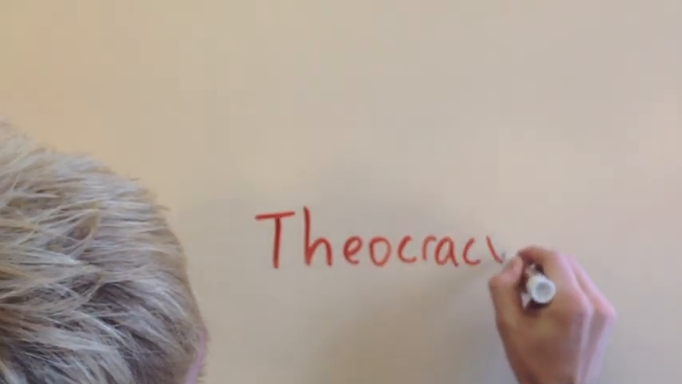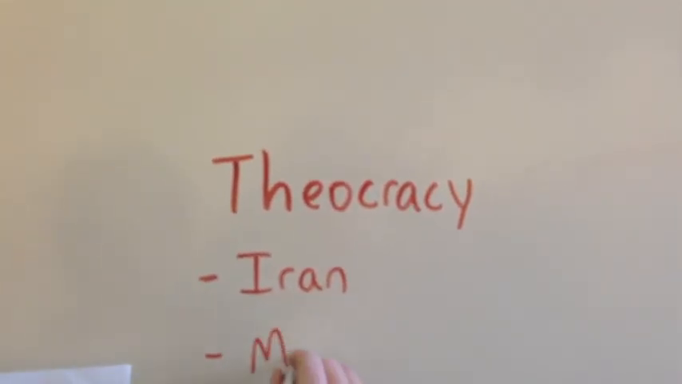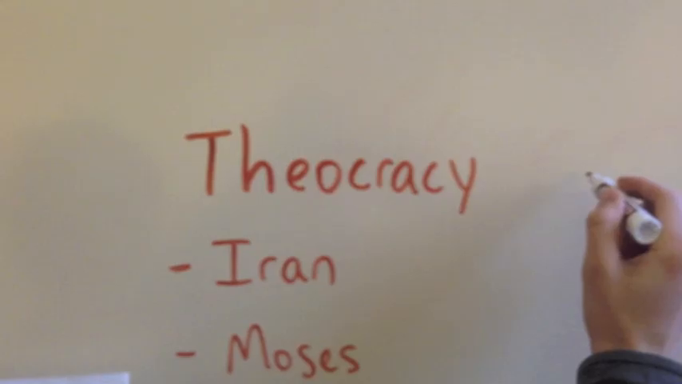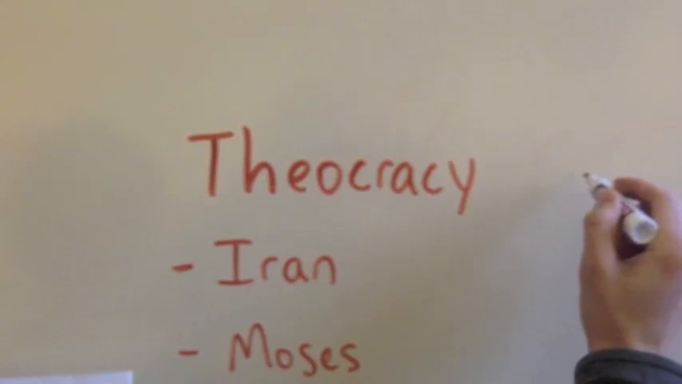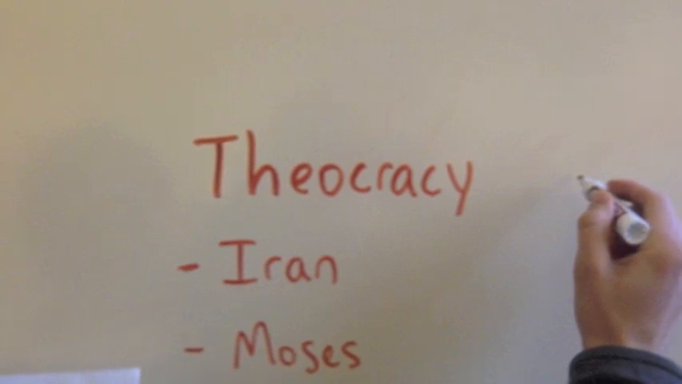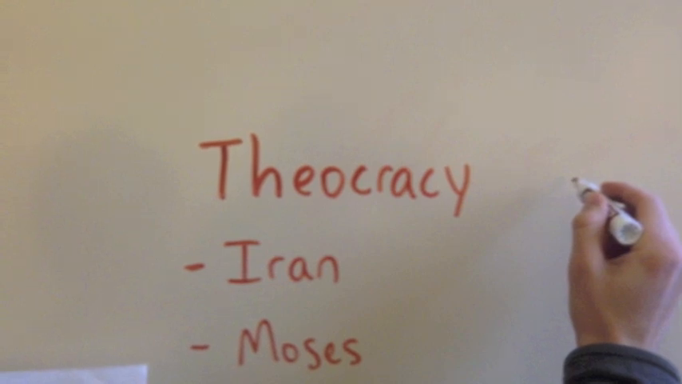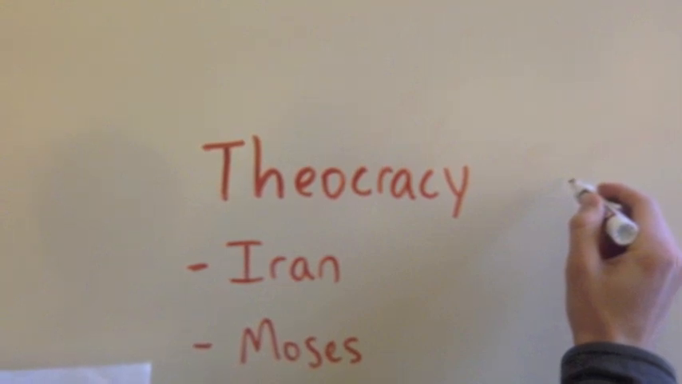A theocracy is a form of government where the rulers claim to be ruling on behalf of a set of religious ideas or as direct agents of the deity. An example of where this can be found is Iran, and some examples of people are the prophets Moses and Muhammad.